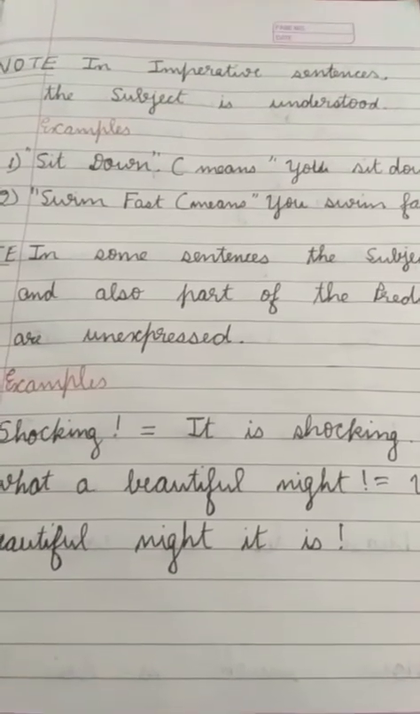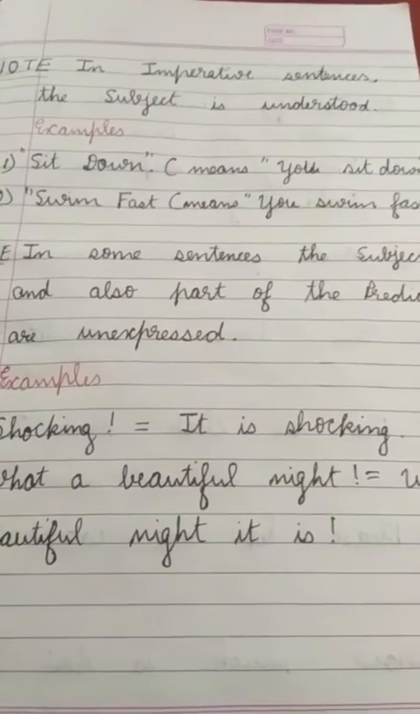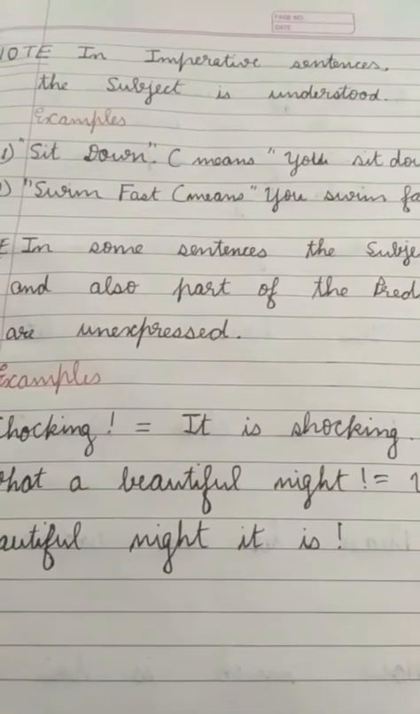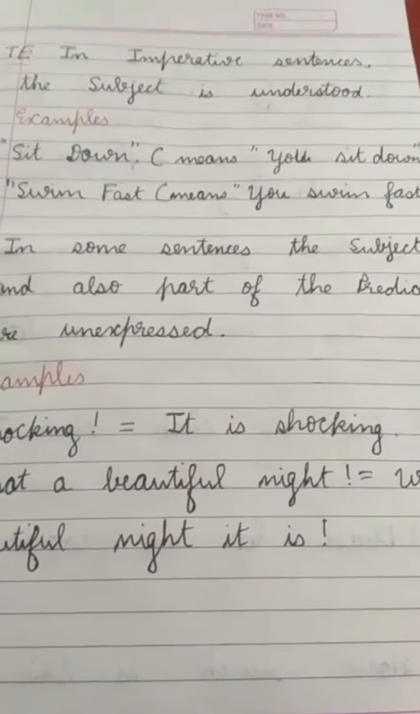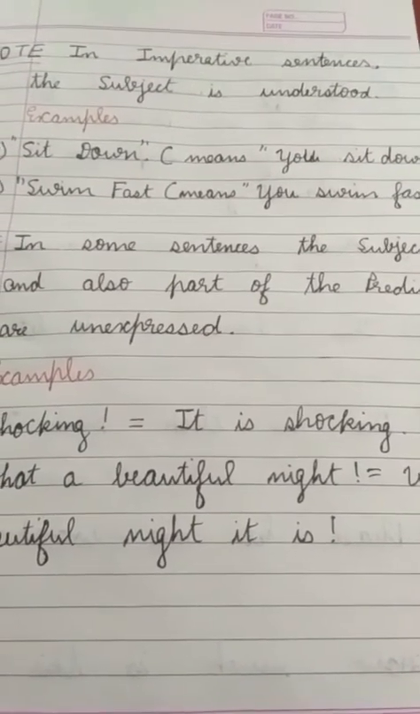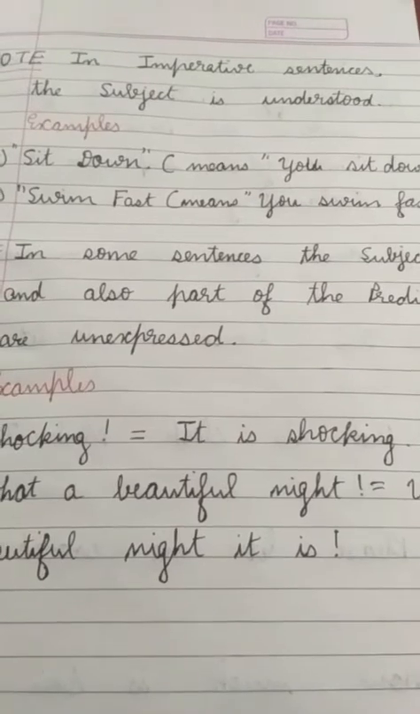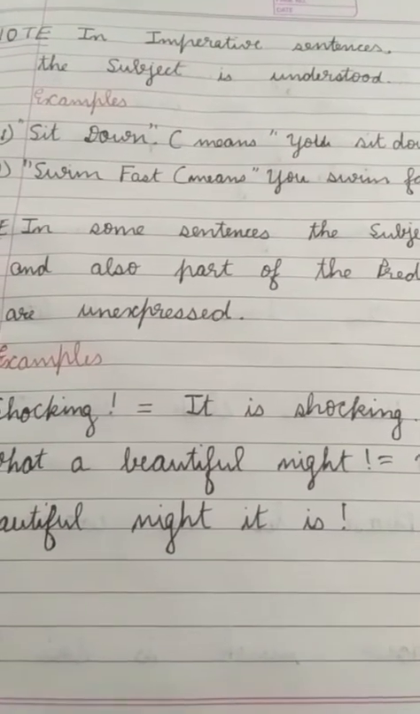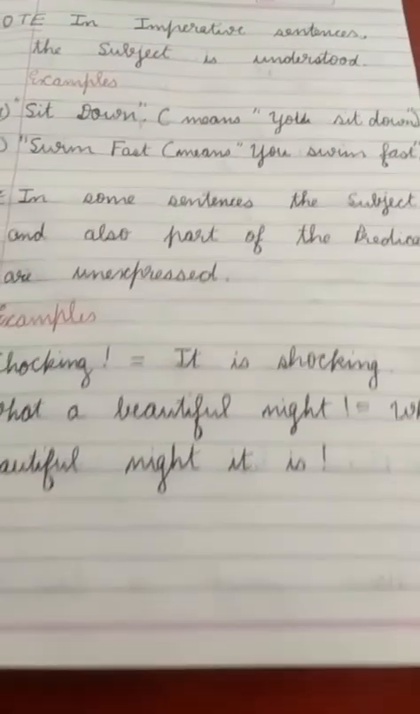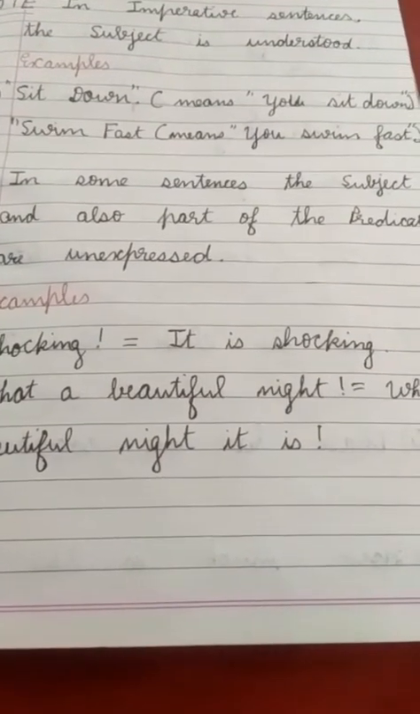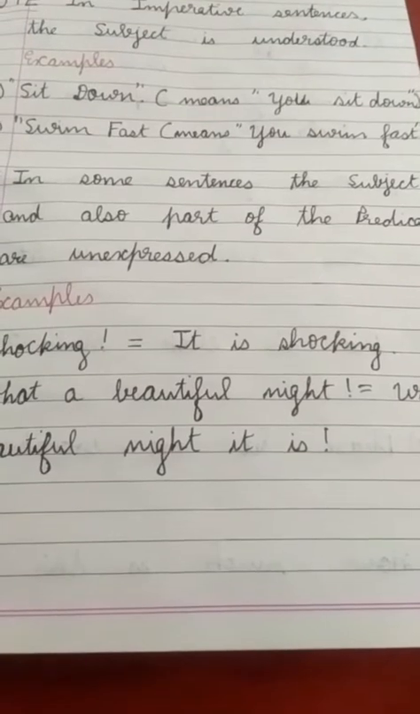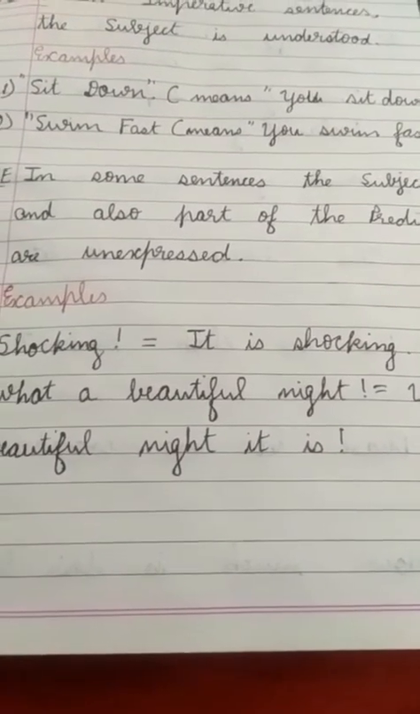Now some more things to keep in mind. In imperative sentences, like sentences expressing command, order or request, the subject is understood. It is unexpressed, it is implied. We have to understand it. For example, sit down means you sit down. The subject you is implied here. Swim fast means you swim fast. Again, the subject you is implied here.